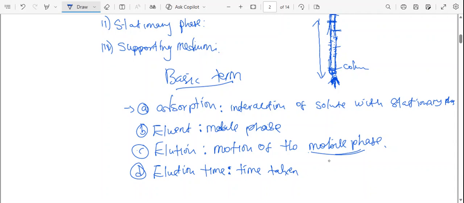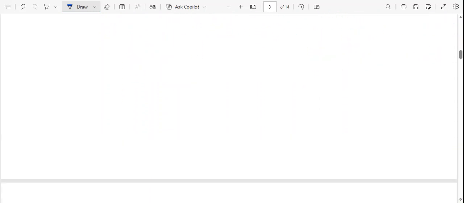The time taken for a solute to pass through the system is what we call elution time. So the time taken for those solutes that will be moving to pass through the system is what we call elution time. Hope I'm making it clear.